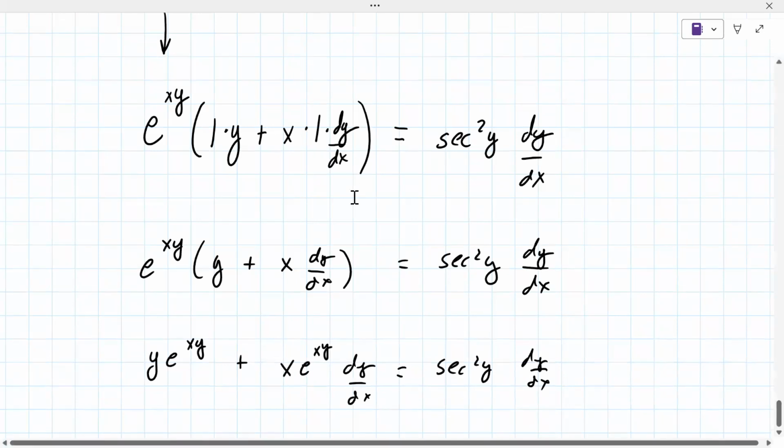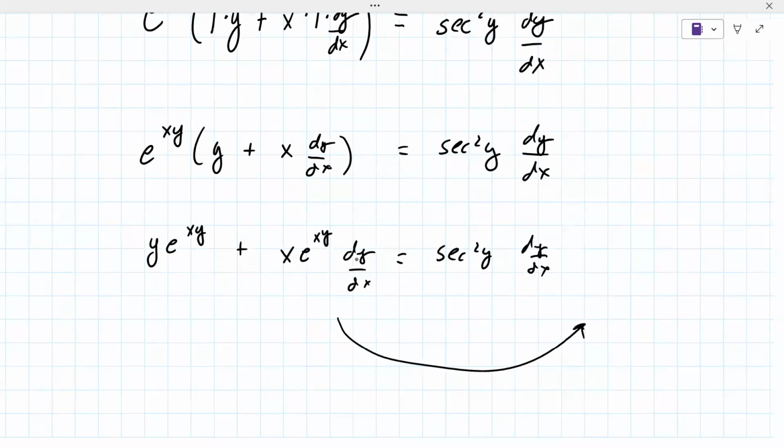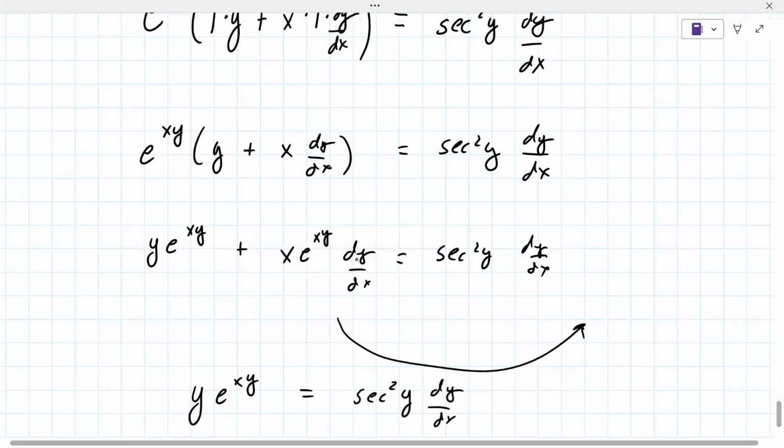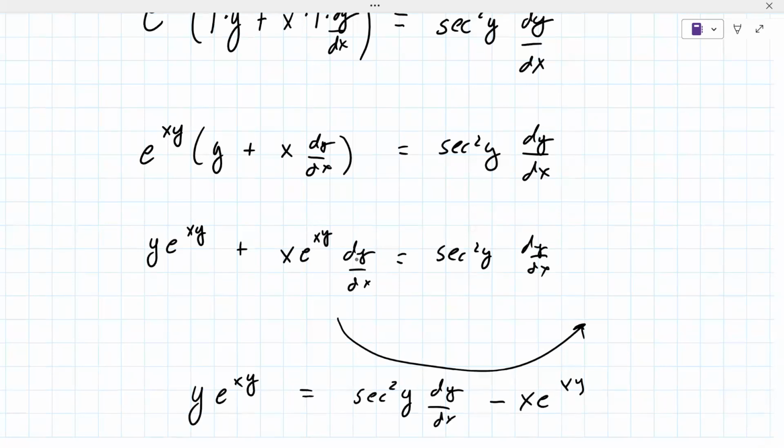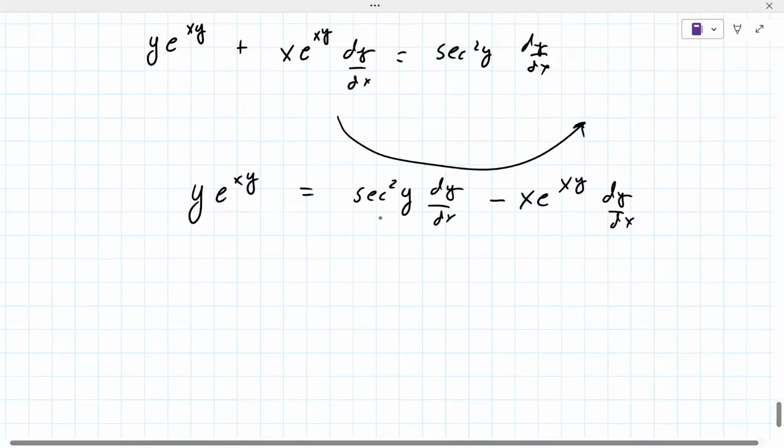All right, and then you can move some things around. Now, because normally we move left, but because there's only a dy dx here, I'm going to move this one to the right. If this were multiple choice, you might see a small difference in the answers, but actually it's minus x e^(xy) dy dx.